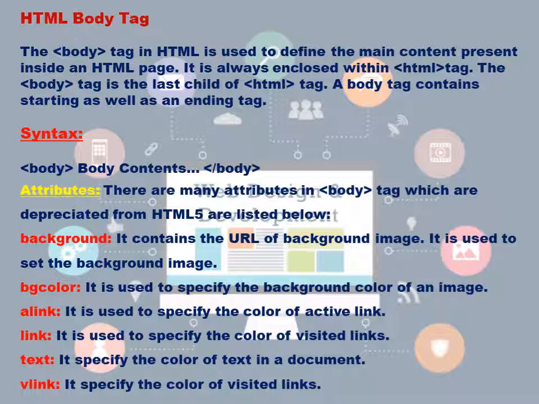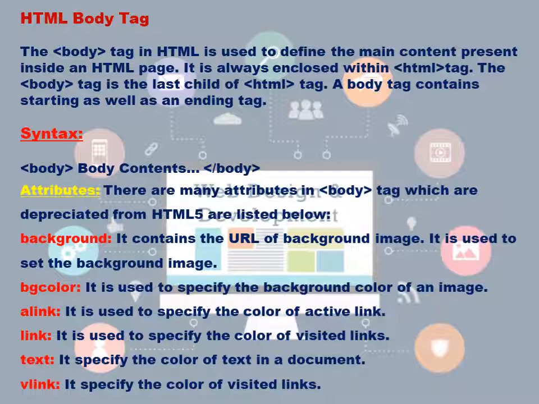Now, when we see web pages, they consist of some images as a background. So if you want to set an image as the background of your web page, then you can use the background attribute. Second, bgcolor. It is used to specify the background color. If you want to set a background color, then we have to use the attribute bgcolor.